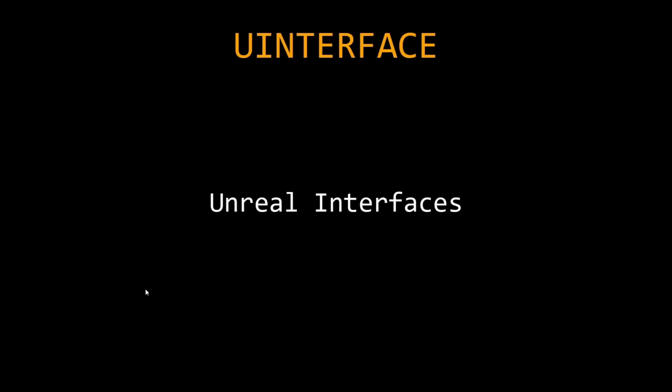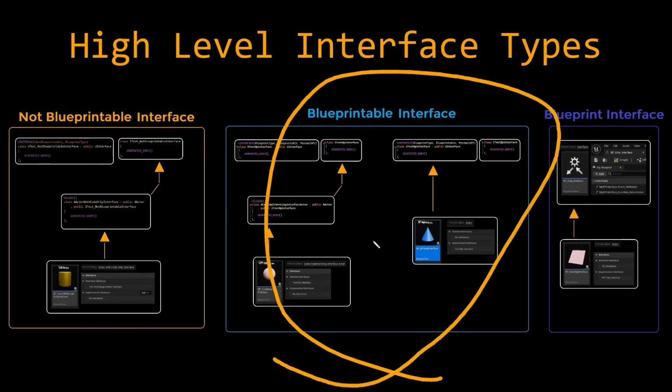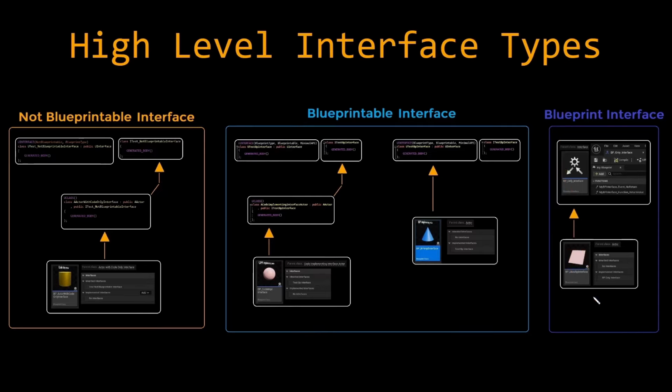Interfaces in Unreal. It's going to be a quick high-level overview. There are three types of interfaces you can have in Unreal. There are the interfaces that are inherited in code. There are the interfaces that could be inherited from in code or Blueprint. And then there are the Blueprint-only interfaces, which only exist in the editor with a U asset.